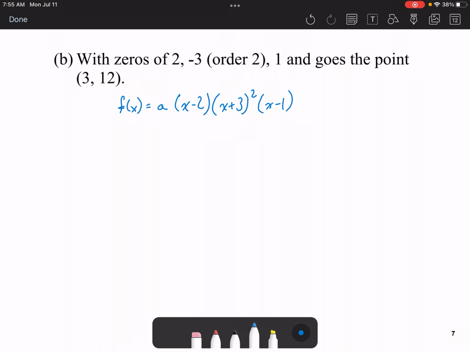So now I've got that. I substitute my point in, so f of x is equal to 12 when x is equal to 3. So I substitute 3 in.